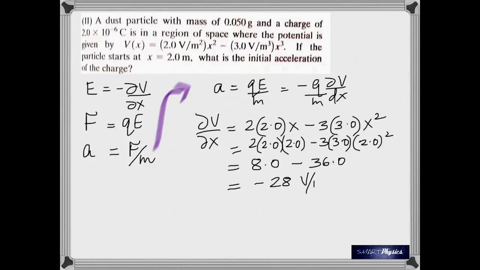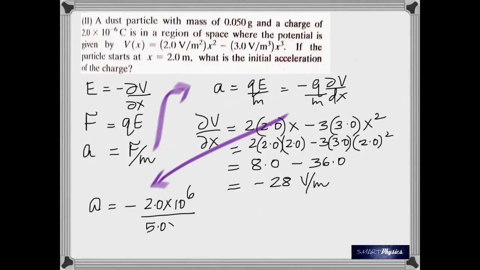Which gives negative 28 volt per meter. Now put it into the formula for acceleration, which is Q divided by the mass times negative 28. That gives 1.1 meter per second squared. Okay, those are the 2 selected questions from that chapter.